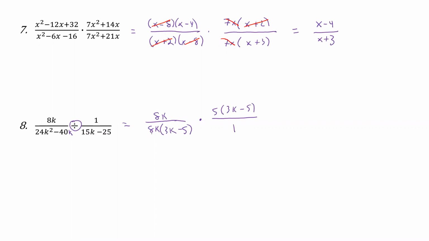Now you can see why I remembered that was a k there, because things cancel when we do that. So 8k will cancel 8k, 3k minus 5 cancels 3k minus 5, and we're left with a simple old 5, okay? And so again, like I said, sometimes you end up with really simple answers when the problem looks actually pretty complex.